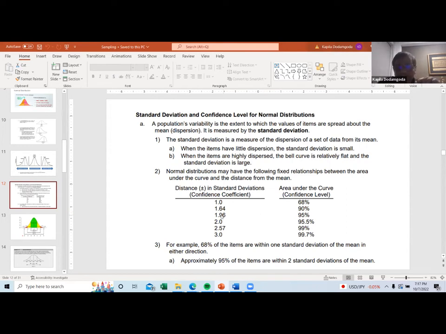Can you see the screen now, this PowerPoint slide? Yes, please go ahead. Okay, so now we have a mean of 100 and standard deviation of 10. So 1 standard deviation means 100 minus 1 standard deviation. This 100 minus 1 standard deviation is 100 minus 10, that is a value of 90. 100 plus 1 standard deviation.